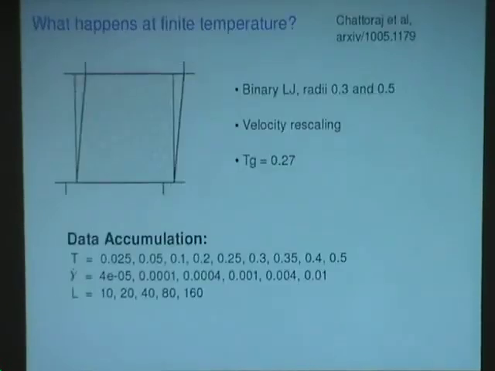So I'd like to say a few words, very few words, to ask the next question, because the next question, of course, is what happens next at finite temperature. So I'll just say very few words on that.